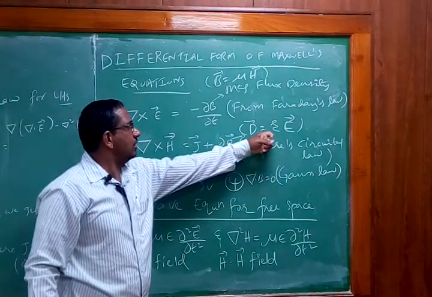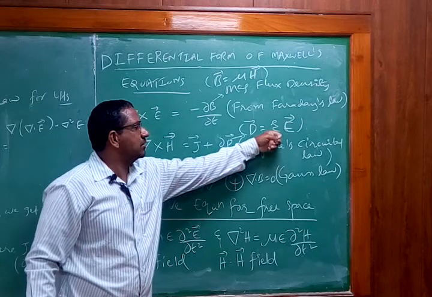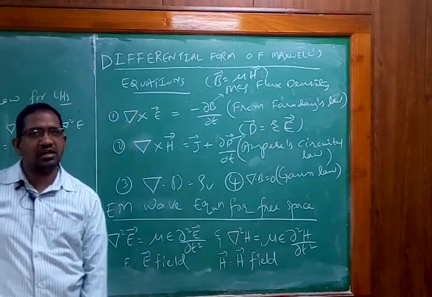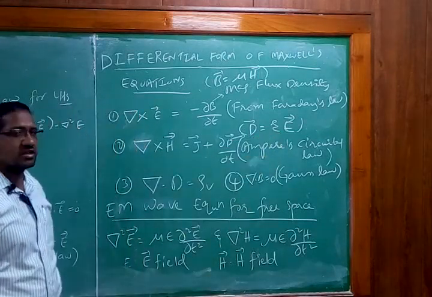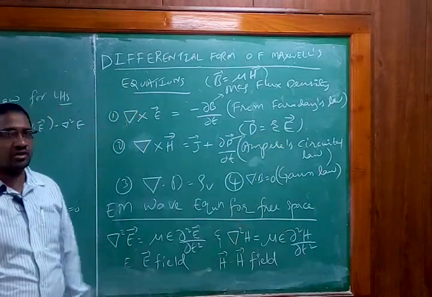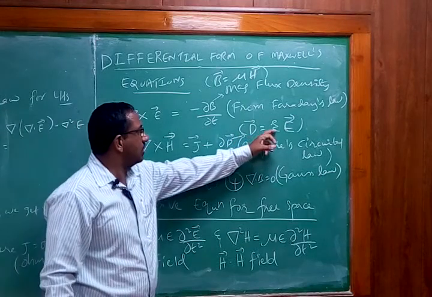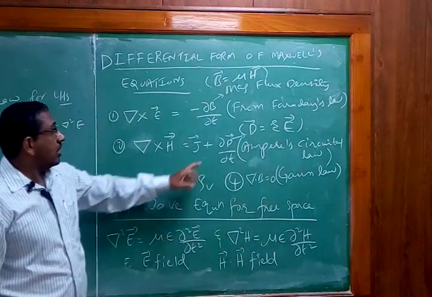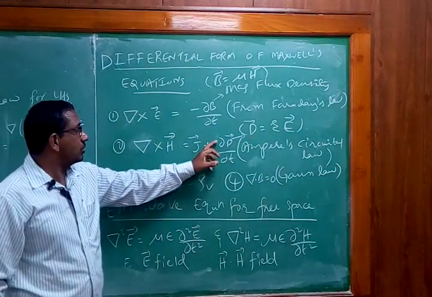So D is equal to epsilon E. This is a constant parameter. Epsilon is known as a constant parameter; it depends on the medium, so that is always constant. So we can write D is equal to epsilon E. Now what can I write this as? Epsilon dou E by dou t.